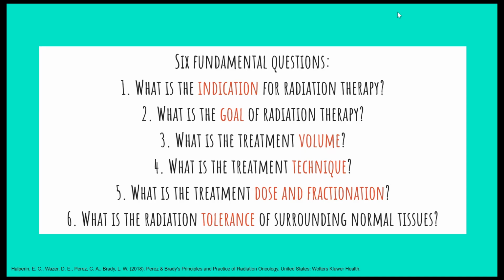Now, whenever a radiation oncologist plans to treat a patient with radiation, there are six fundamental questions that we all answer. First is, what is the indication? Why am I giving radiation? Second is goal. What do I plan to achieve? Third is the volume, which is the area or the volume that I am going to treat. Fourth is the technique. How am I going to treat this area? Fifth is the dose and fractionation. What amount of radiation am I going to give?